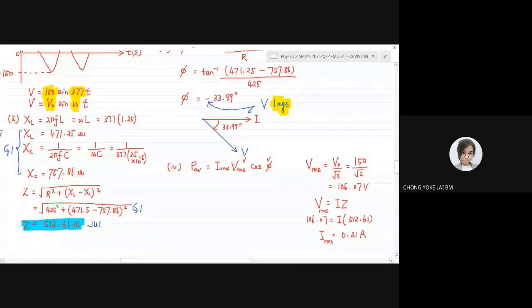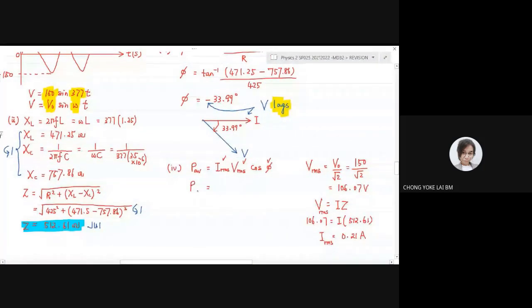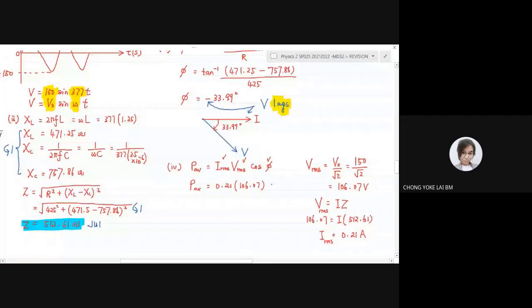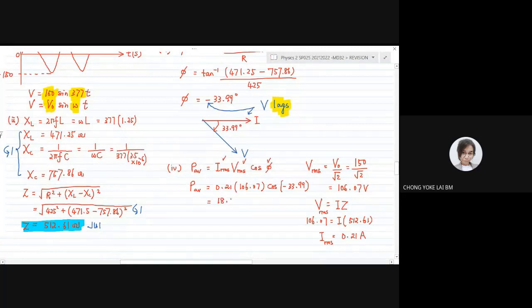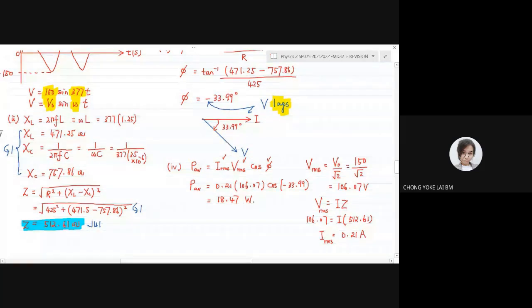Okay, dan kita dah dapat semua maklumat settle, dan kita boleh kira P average. So 0.21 multiplied 106.07 cos negative 33.99. Just put in the negative is okay, sebab nanti you akan dapat positif juga. 18.47. The unit, jangan lupa, tak ada unit, tak ada markah. So power unit is watt.